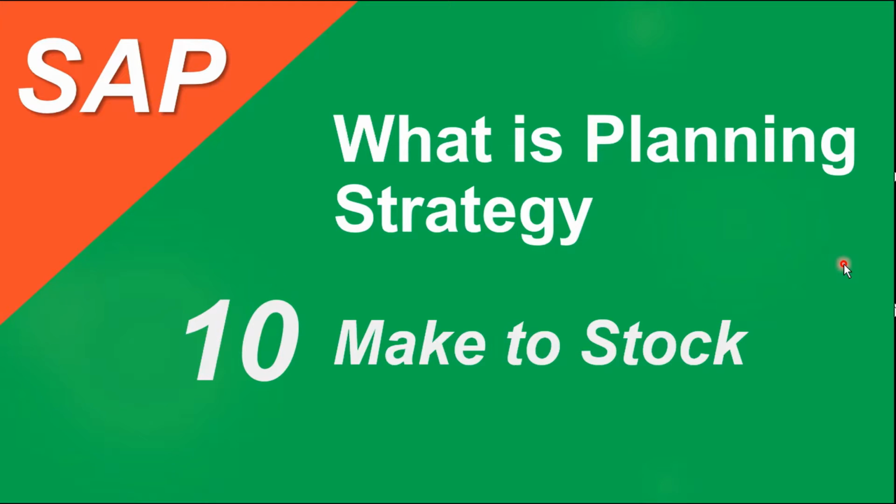Today in this video, we'll discuss planning strategy 10, which is the make to stock strategy group. And we'll discuss how the plan stock will be considered by the sales order requirements versus the plan independent requirements. From the name itself of strategy group 10, we can understand that it is basically to meet the purpose of the make to stock scenario itself, but not the sales orders.